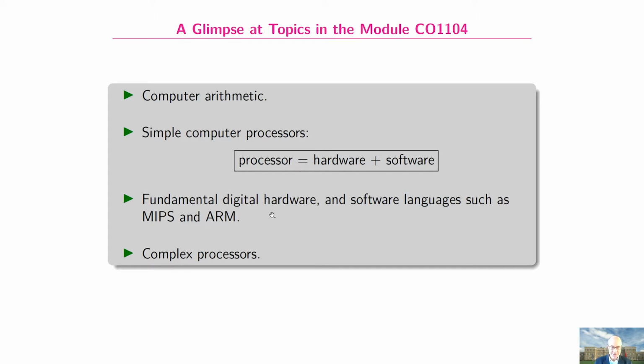We'll spend quite a lot of time looking at the fundamentals of digital hardware. So we'll be studying individual hardware circuits in some detail. And we'll also be looking in more detail at the software languages that run on the hardware. And there are two examples that I am mentioning here, MIPS and ARM. You may well have heard of ARM because that's a language that quite possibly is running on your phone right now. So we'll look at these two languages in some detail. And then towards the end of the module, we're going to look at the details of more complex processors.